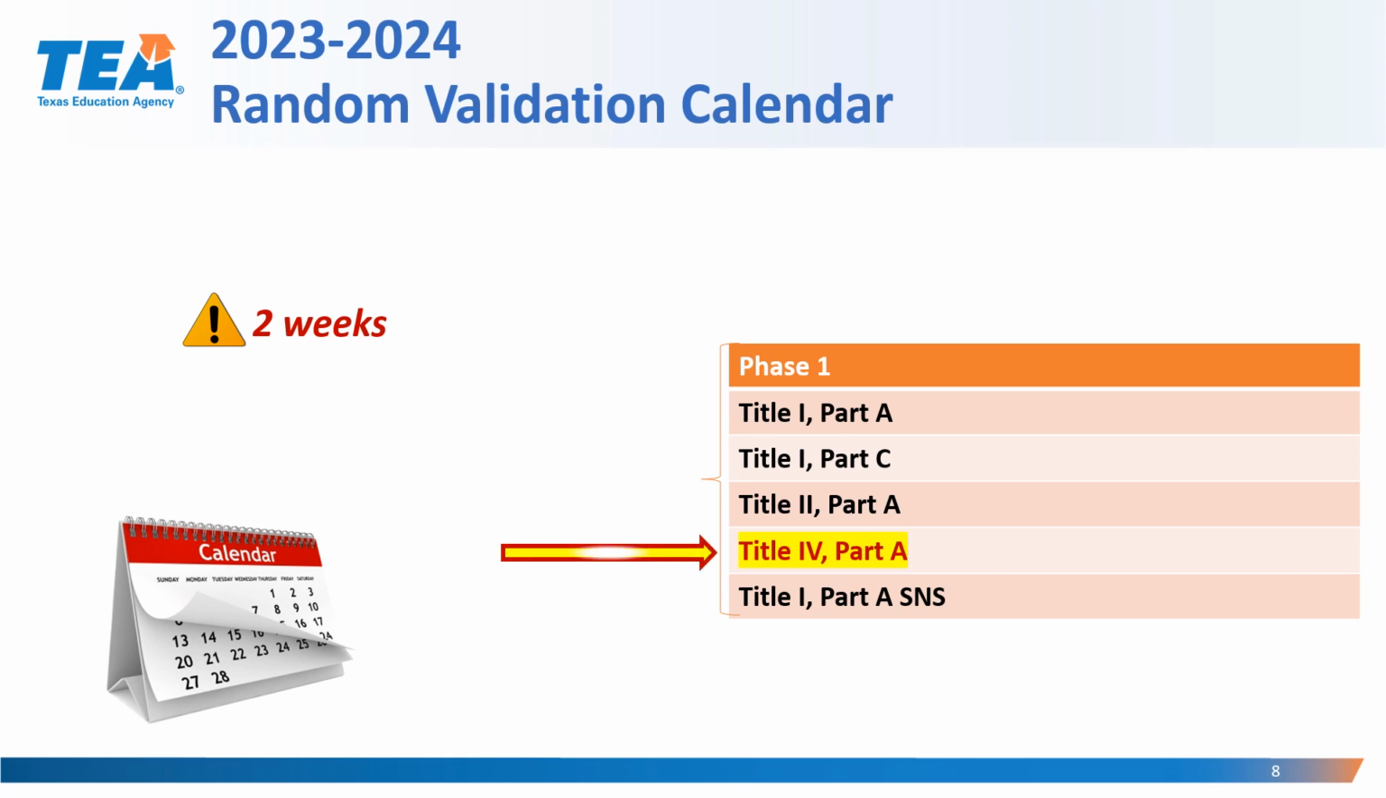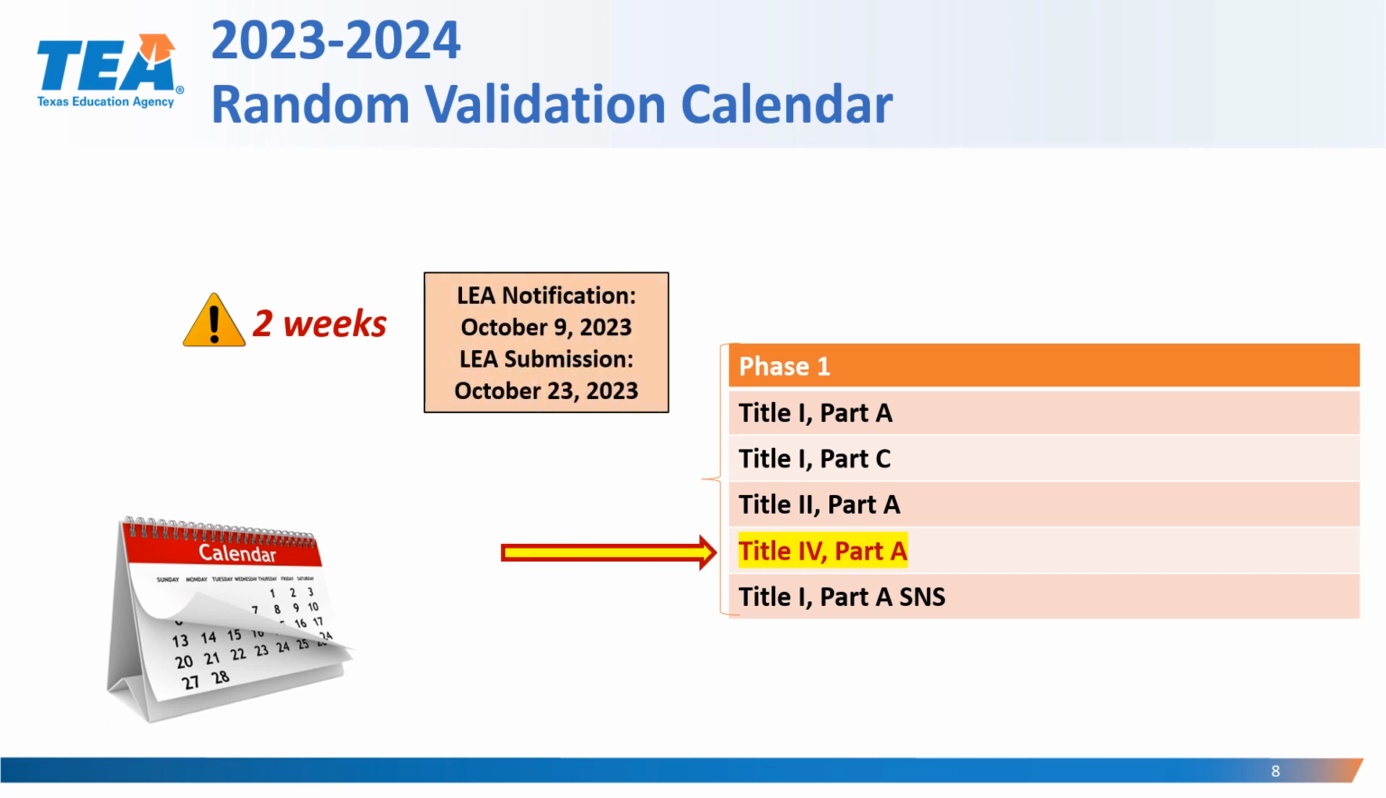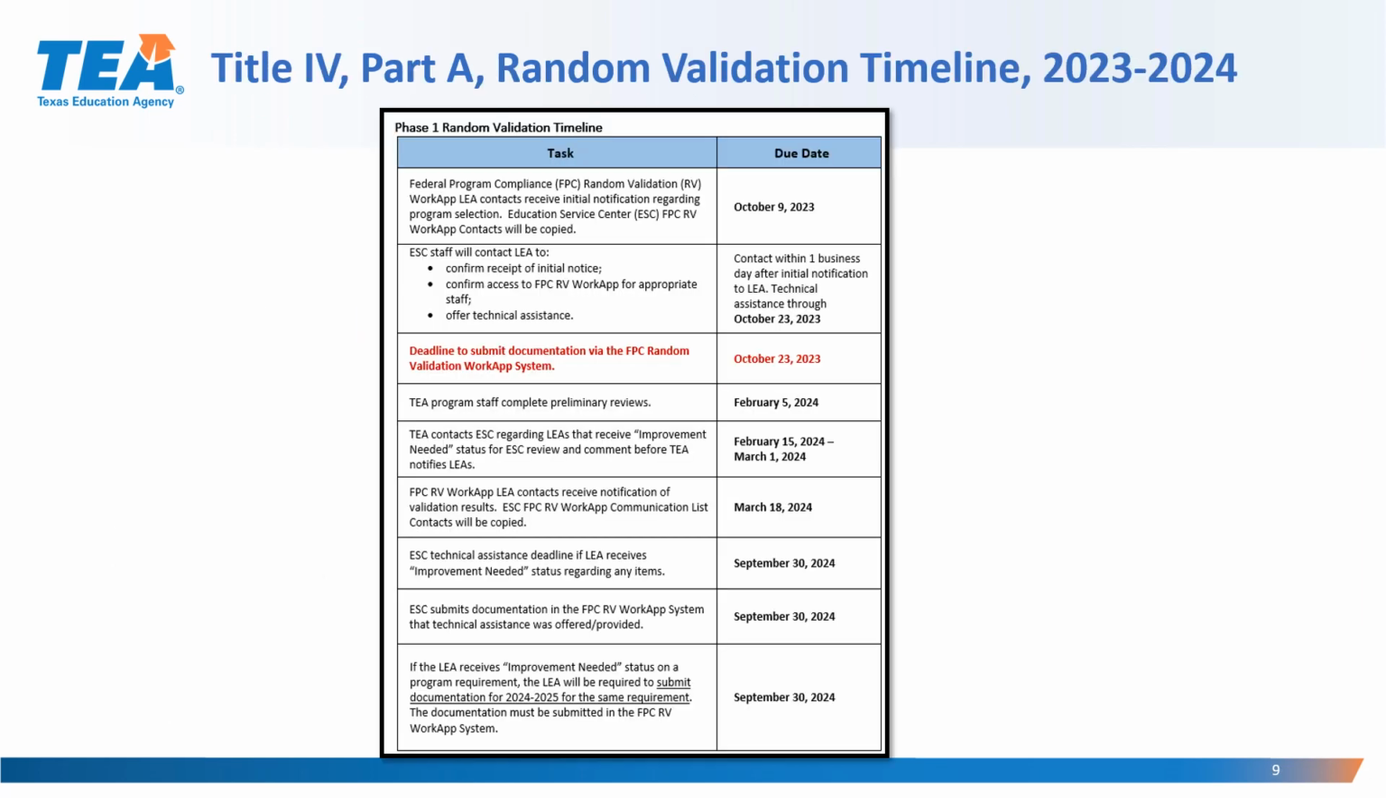Randomly selected LEAs will be notified on October 9th for Title IV Part A validation. Districts' supporting documentation to the selected Title IV Part A requirement must be submitted through the TEA Federal Program Compliance Division's Work app within 2 weeks, which is October 23rd. The Title IV Part A random validation timeline is posted. You may see each task and the due date for each of the tasks by LEA, ESC staff, as well as the TEA program staff.